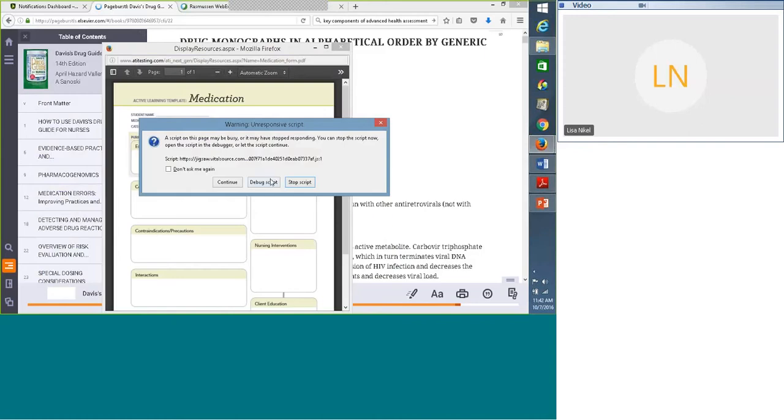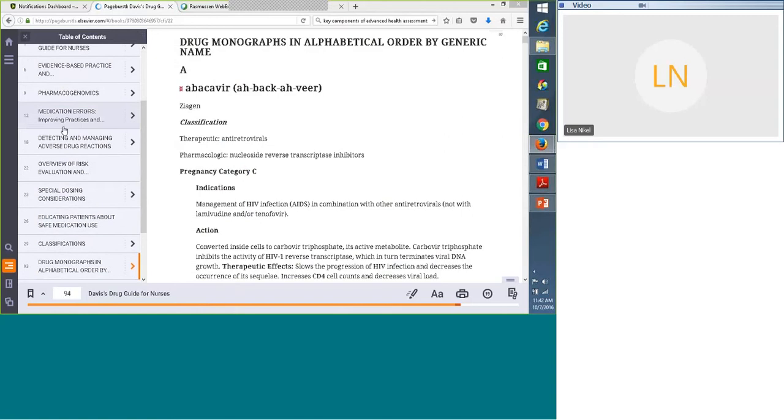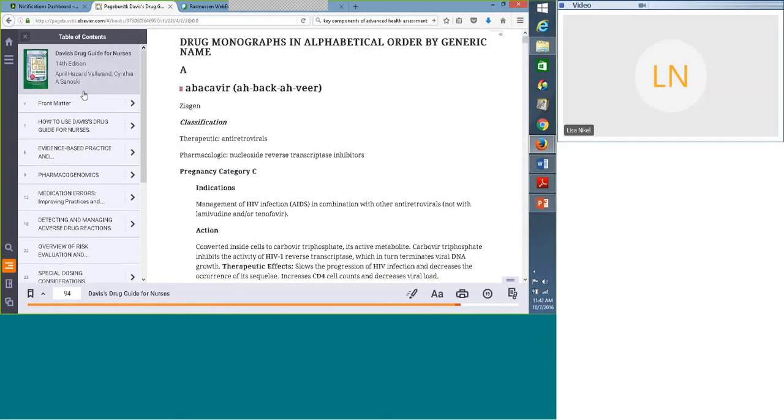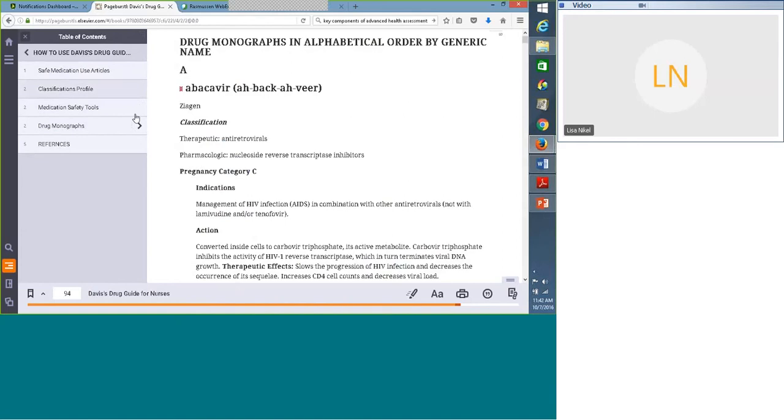There was some sort of bug on my screen with my Davis drug guide, so we're going to stop the script and let's see if I can get into this before I totally sign out. There is a how-to for using the Davis drug guide. If you look in your table of contents in the Davis drug guide, I want to bring you to the point of, it's not going to let me load this right now.